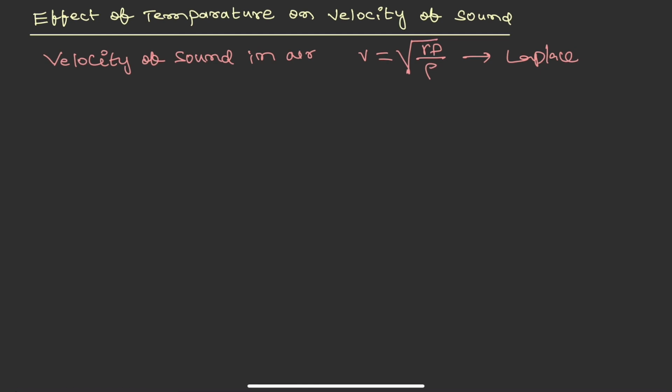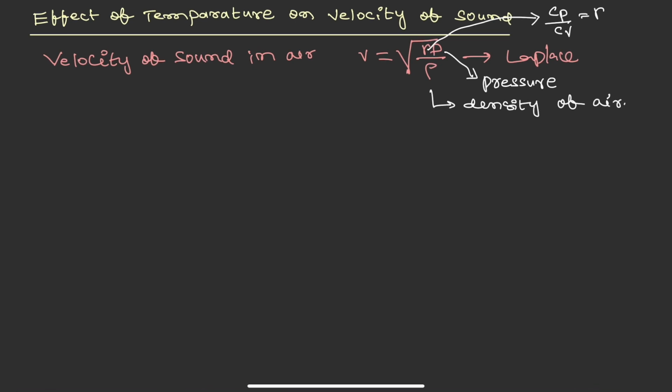So from here, gamma is the ratio between specific heats, Cp by Cv, which is gamma. P is the pressure. Rho is the density of air.